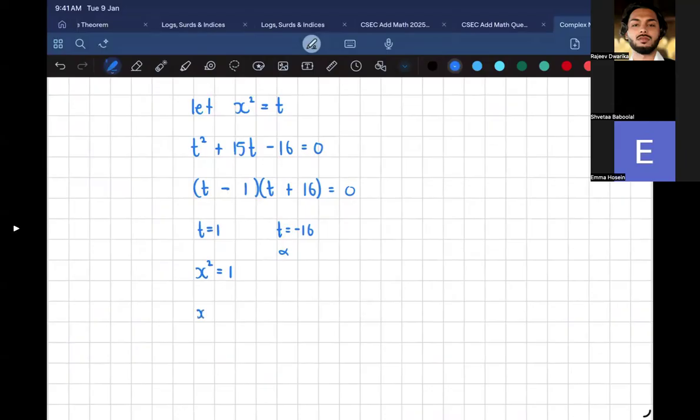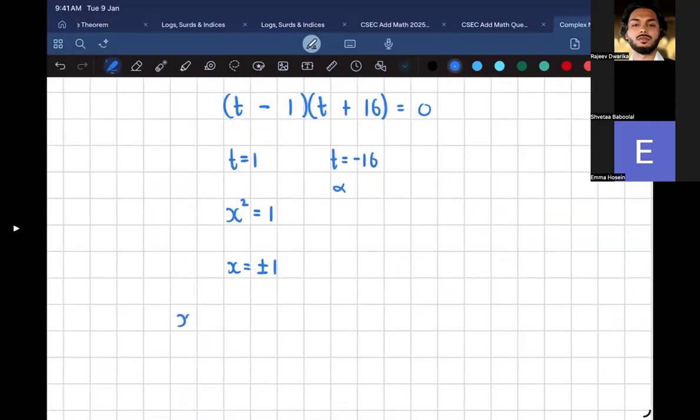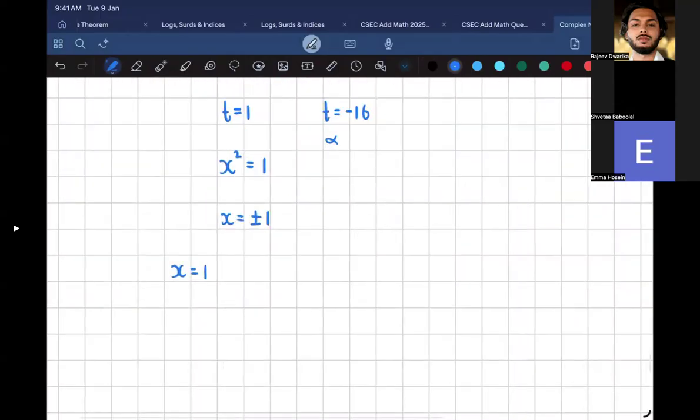So x squared is equal to 1. So as always, x could be equal to plus or minus 1. So if x is equal to plus or minus 1, let's consider the positive first. When x is equal to 1, y will be equal to 4 over 1, so y is equal to 4. And when x is equal to minus 1, y will be equal to negative 4. So back again, I was saying about the plus or minus.